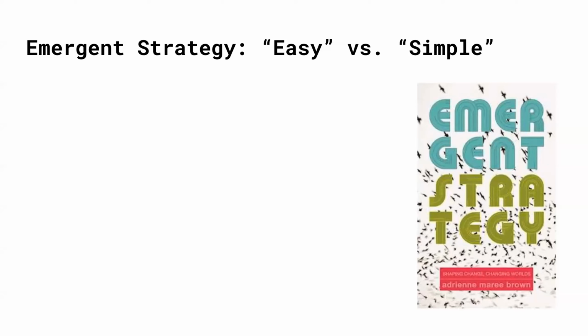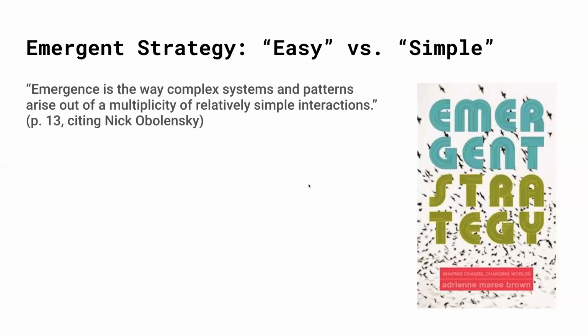I think it's important for all of us to remember the entire world beyond this one where we've been spending so much time. And there are a few lines I could read to you from that book, but I just want to mention she makes this distinction between easy and simple. And before getting to that, she defines emergence, citing another author, Nick Obolensky, who says, emergence is the way complex systems and patterns arise out of a multiplicity of relatively simple interactions.